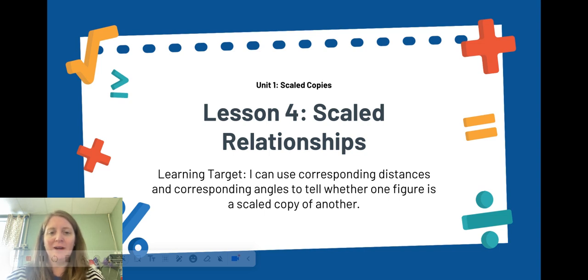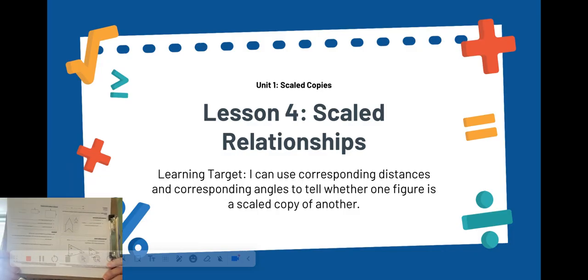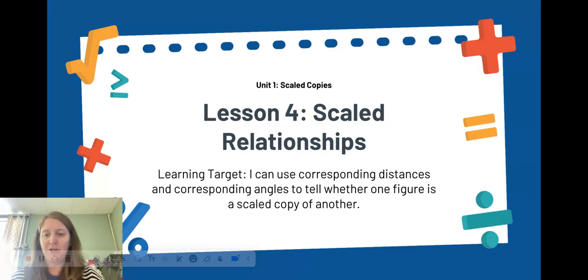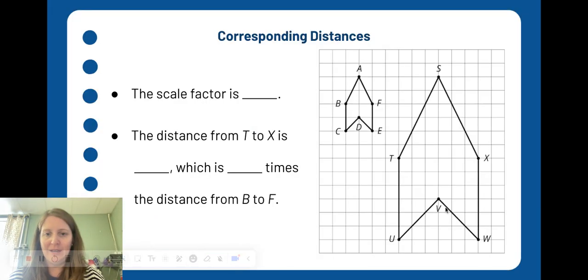We're doing lesson 4, scaled relationships. Our learning target is I can use corresponding distances and corresponding angles to tell whether one figure is a scaled copy of another. Before you proceed, make sure that you have lesson 4 in your guided notes in your red notebook. And let's go ahead and get started.